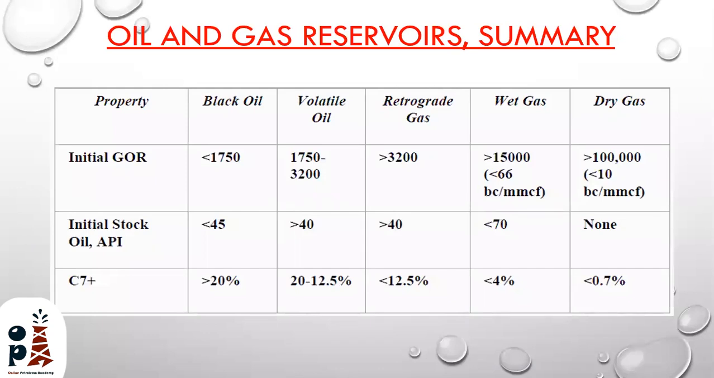As a summary, we have three properties to differentiate between the oil and the gas reservoirs: the initial GOR, the EBI, and the C7 plus mole percent in the reservoir composition, for black oil, volatile oil, retrograde gas, wet gas, and dry gas. Using the GOR, excluding any well issues like gas coning or any well problems, we can identify our reservoir fluid.